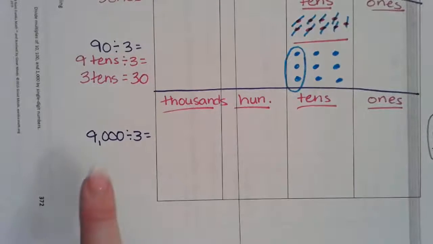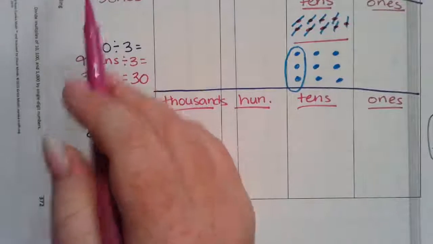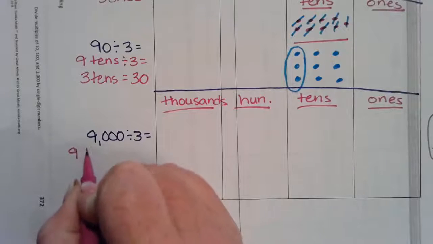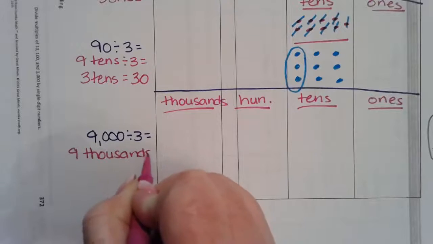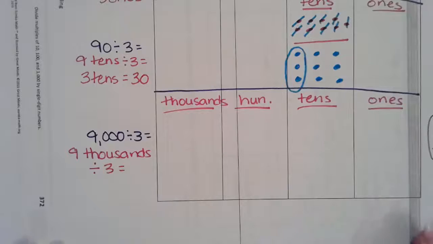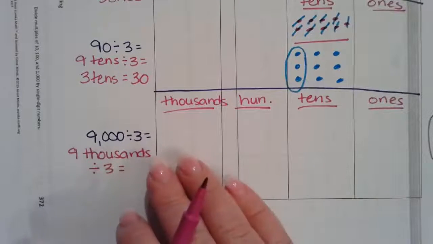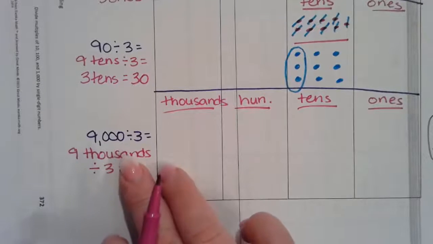Okay, and again, I want to write it in unit form because that's going to help me out. Alright, 9,000 is going to be 9 what? What do we think? We had 9 ones up here, 9 tens. Now I have 9,000, so I'm going to have 9 thousands. Okay, and we're dividing that by 3. 9 thousands divided by 3. So I still have 9. I'm still dividing by 3, but I have to keep in mind I've got 9 thousands.